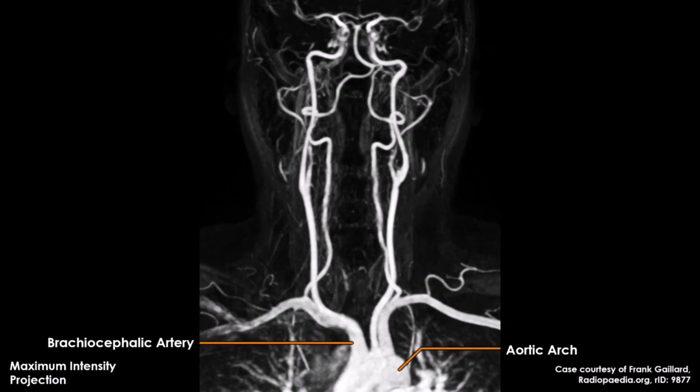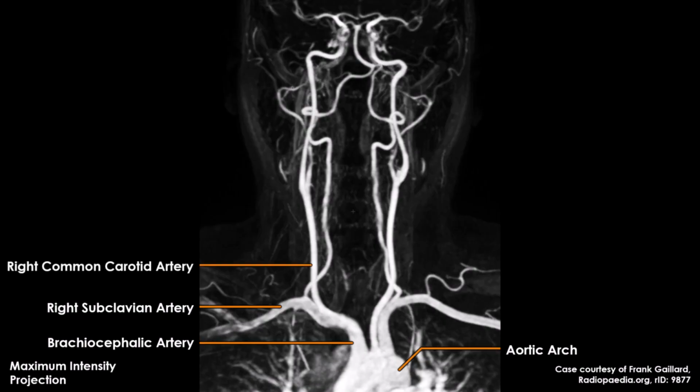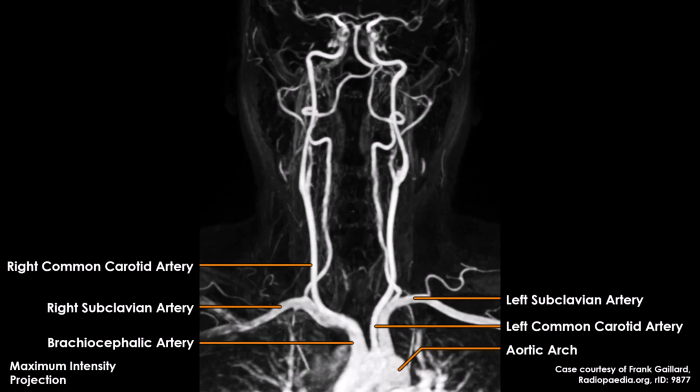The brachiocephalic artery immediately branches into the right subclavian artery to supply the right arm, and the right common carotid artery to supply the right side of the head. The next branch of the aortic arch is the left common carotid artery. It's exactly like the right common carotid artery in every way, except that it branches directly from the aorta. The last branch of the aortic arch is the left subclavian artery. This artery supplies the left arm. Again, it's exactly like the right subclavian artery, except that it branches directly from the aortic arch.